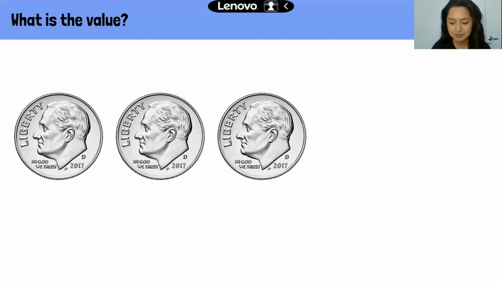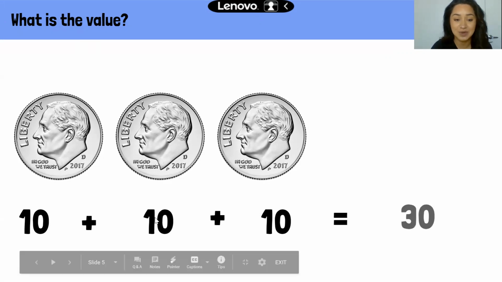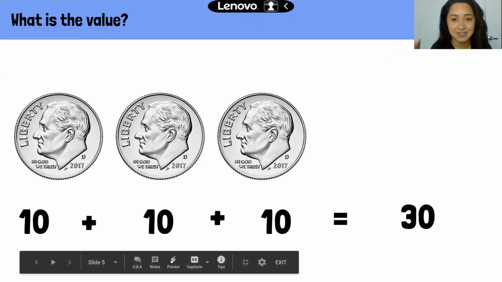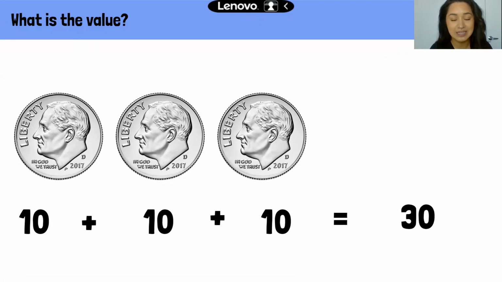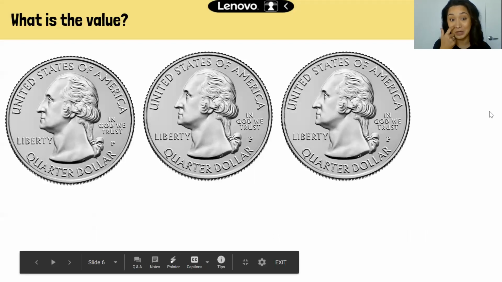To count up this value, we know dimes are worth how much? 10. They are worth 10 cents. So we have 10 plus 10 plus 10, and let's skip count. 10, 20, 30. 10 plus 10 equals 20, plus 10 equals 30. The fastest way to do this is to skip count. Counting your change is going to take a very long time if you do one step after another, but skip counting will save you so much time. So 10, 20, 30.